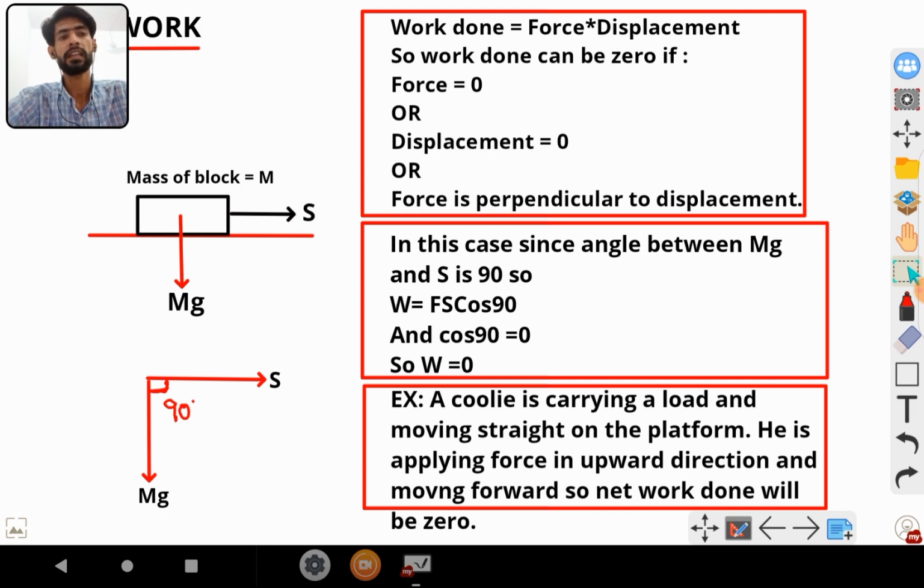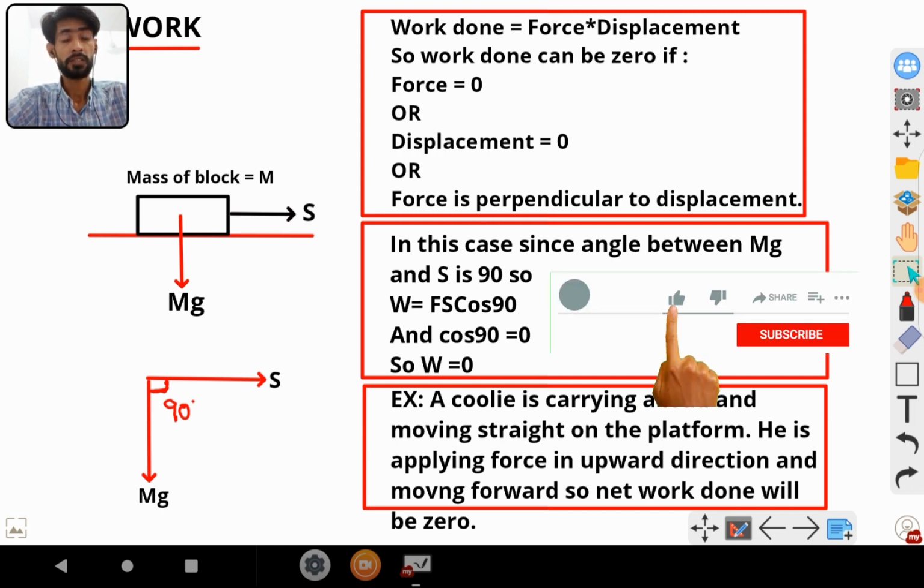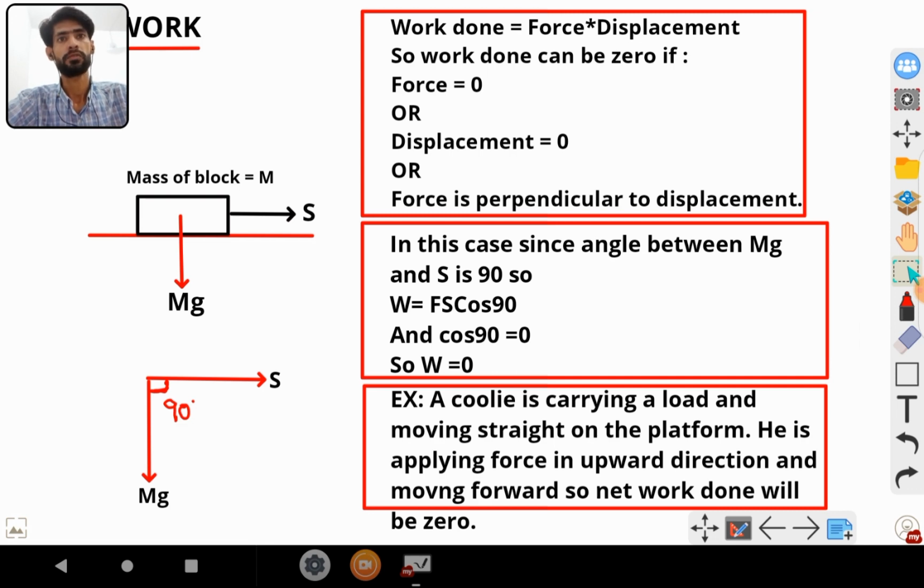Suppose a coolie is carrying a load, moving on a straight path on the platform. Okay, so the coolie is applying force in the upward direction on the load, but the displacement of the load is in the forward direction. So force is applying in the upward vertical direction and motion of the load is in the forward direction. So the angle between force and displacement is going to be 90 degrees. If the angle between force and displacement is 90 degrees, the cos 90 value will be 0. So work done is going to be 0.